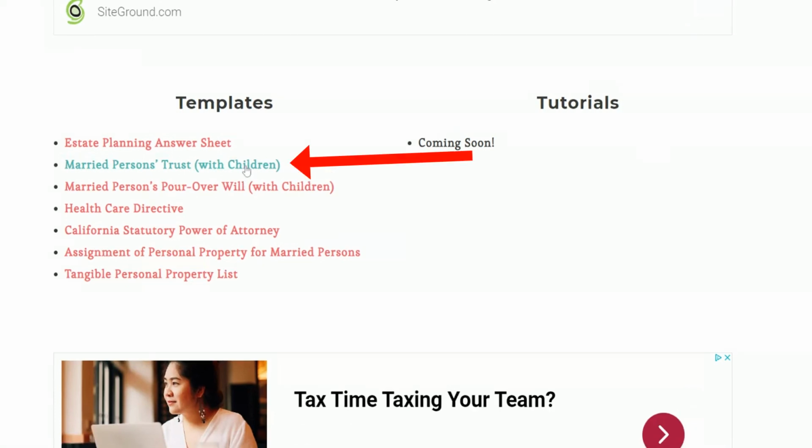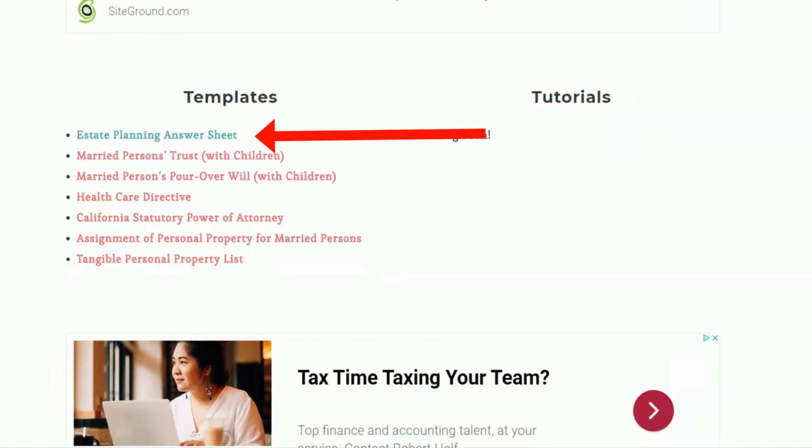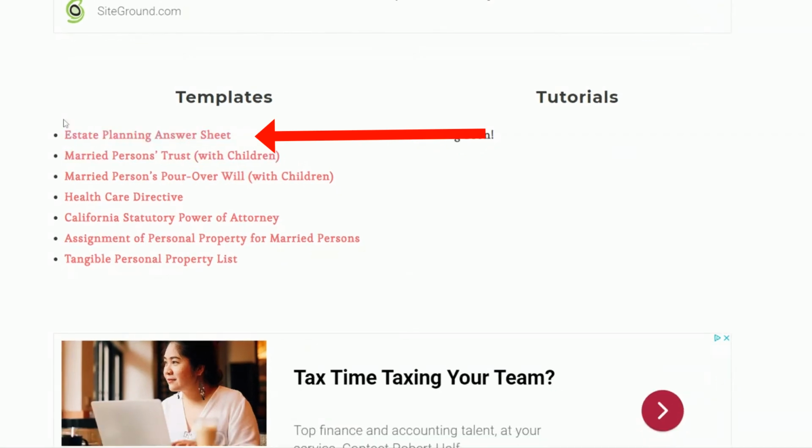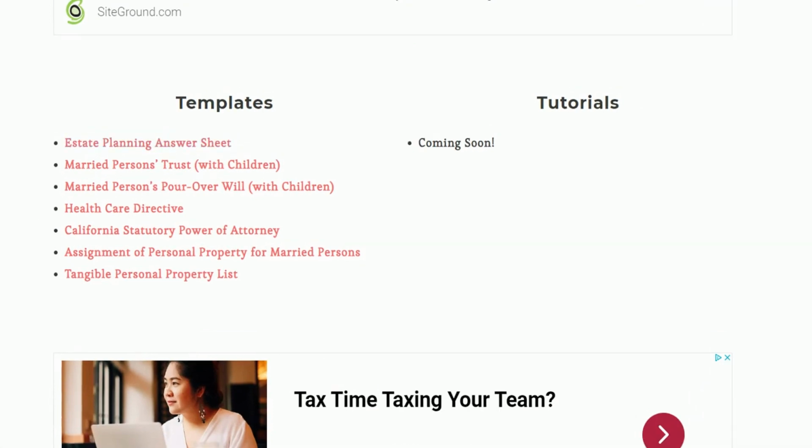So you click that, and it downloads as a Word document, and you just open it up, and you're ready to go. So that's it. That's how you use the templates. I would recommend downloading this answer sheet first. This is an estate planning answer sheet. So the very first sheet you should download is the answer sheet. It'll be a Word document. And then to do the trust, you start with a Married Person's Trust. You click on that, and it'll come up as a Word document. All right, so we're going to continue on with this tutorial, and I'll show you how to fill out the answer sheet and the Married Person's Trust. And stay tuned for that.